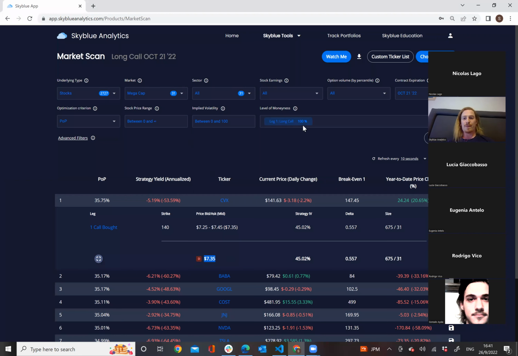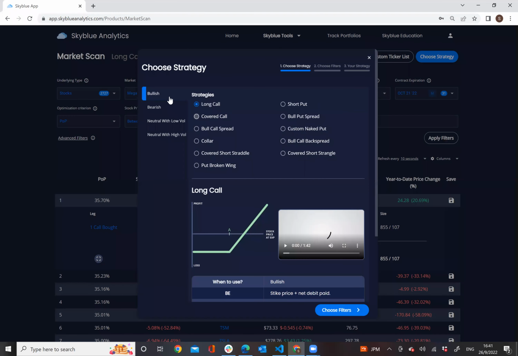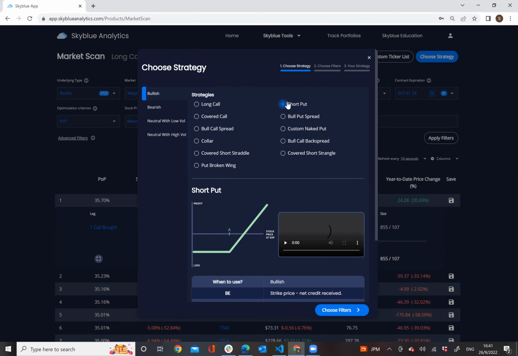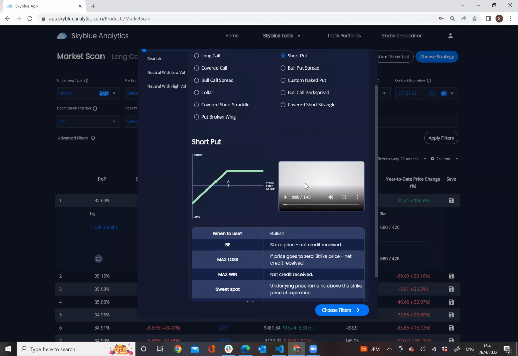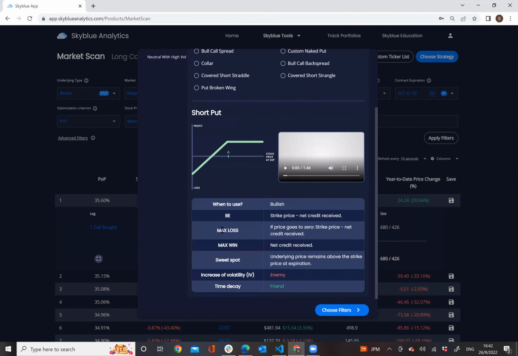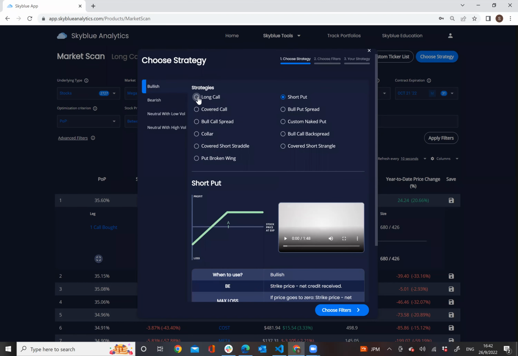So if we go here into choose strategy, you have long call, or you could go to a short put. You can see a video here, but you can also read all this information that I'm going to express now. You can see that the chart is basically the opposite. In a long call, you start negative in the P&L, profit and loss, negative, negative, negative. When you reach the strike price, it starts going up as the market goes up.